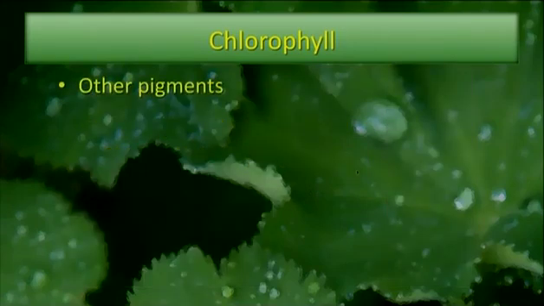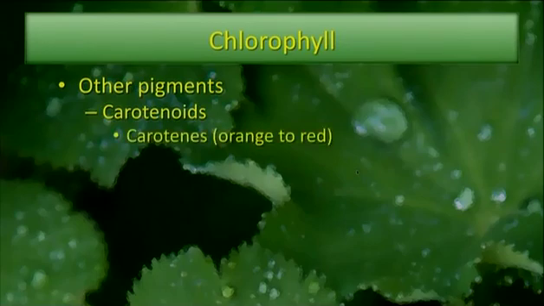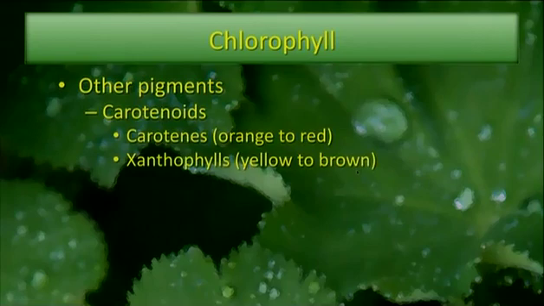Now other pigments include the carotenoids, which we talked about before, such as carotenes, which are orange to red, and the xanthophylls, which are yellow to brown. In the chloroplasts, there are about 250 to 400 pigment molecules, grouped into a light harvesting complex called a photosynthetic unit. The photosynthetic units are then aggregated into what we call photosystems, and we'll be talking more about photosystems next time.